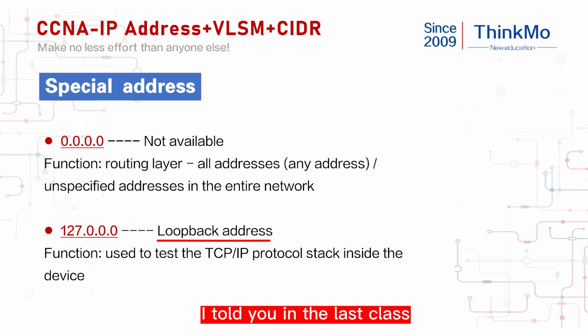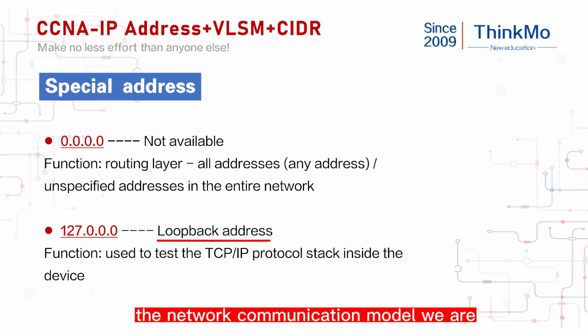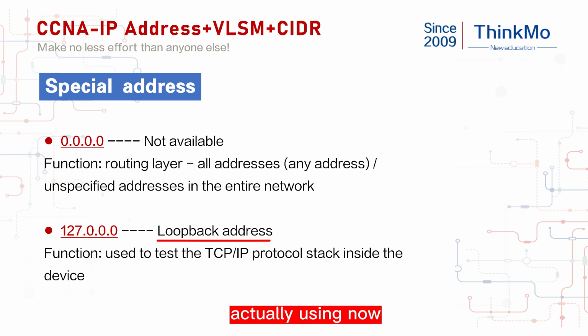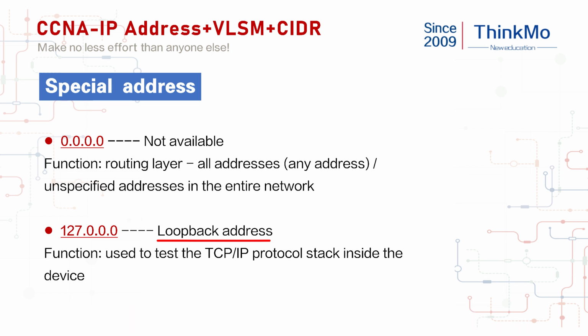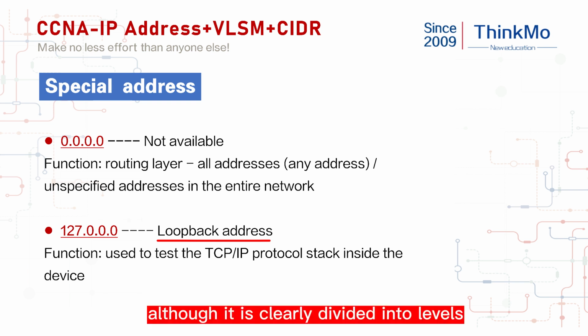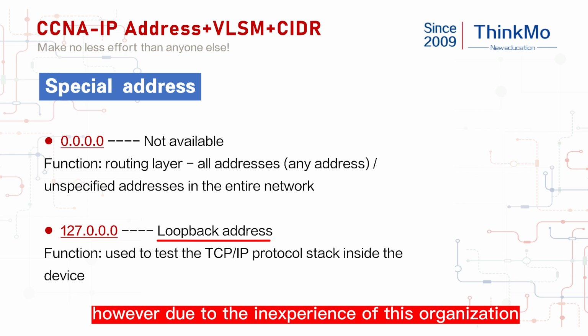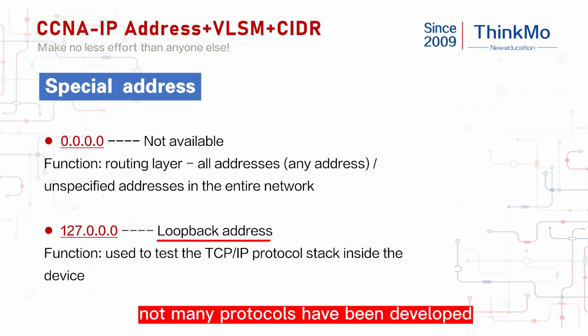I told you in the last class, the network communication model we are actually using now is a model like TCP/IP. Why do we talk about OSI? Because it is more clearly divided into layers. Actually, although it is clearly divided into levels, due to the inexperience of this organization, not many protocols have been developed, and there was no organizational framework that supports it.